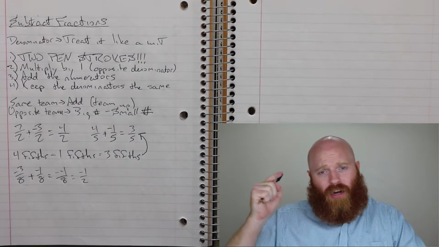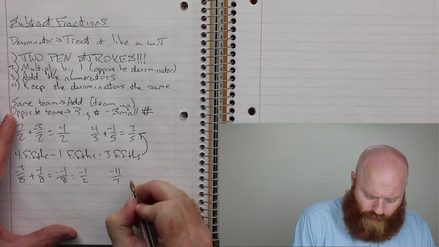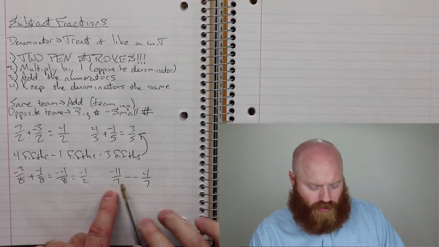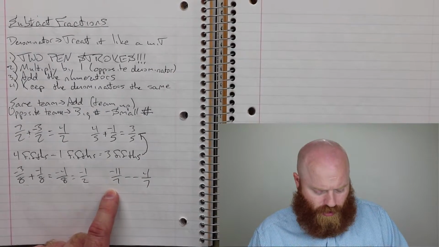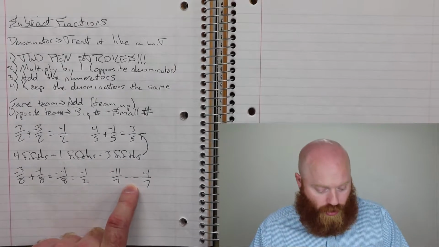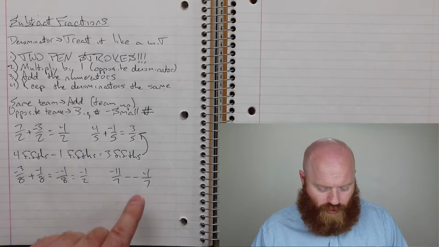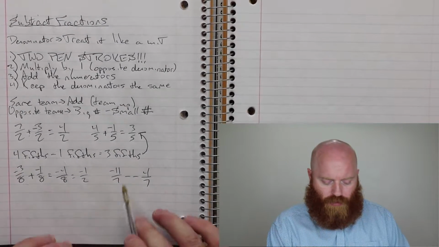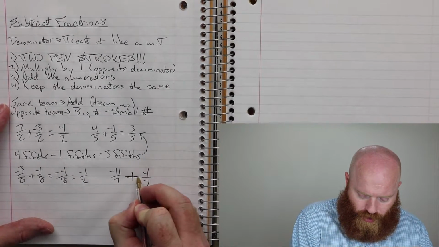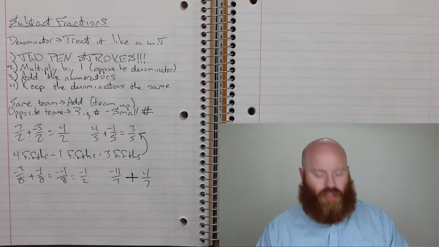Not only do I not care, I hope you don't care at this point. Negative 11 cents minus negative 5 cents. Two pen strokes, I'm telling you. If you already watched my subtracting integers video, you know how to handle a minus and a negative. You do it with two pen strokes. 1, 2. It's just adding, you guys, and we can do it now.